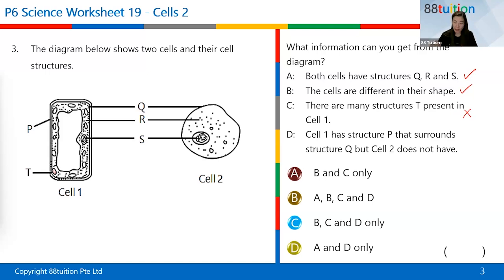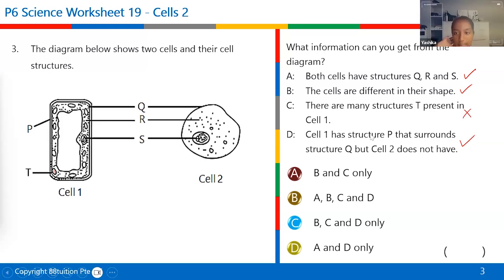Cell 1 has structure P that surrounds structure Q, but cell 2 does not have. What is this structure P? Cell wall. Hey, wait. What is the answer here? I chose anyhow because I did not find the answer for that one. Go on, let me see. No, I think C is correct.